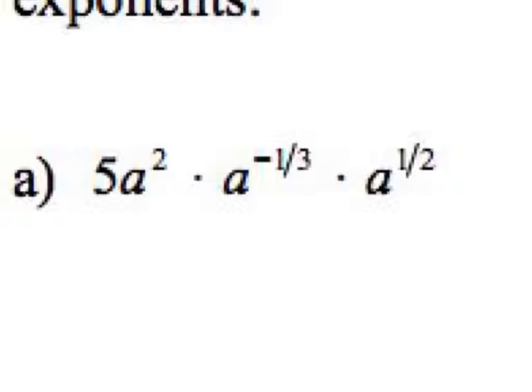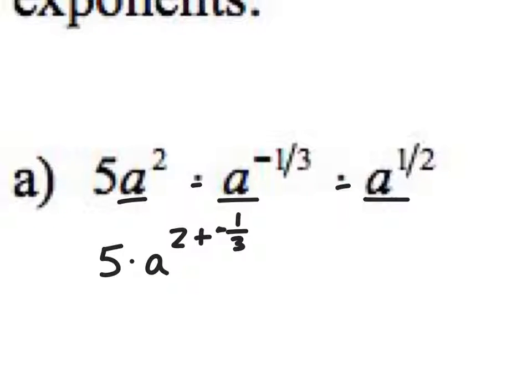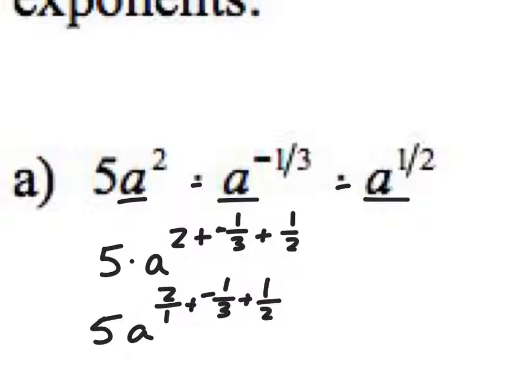So I'm going to rewrite this as 5 times a, and because I have the same base and I'm multiplying all of these, I'm going to add my exponents: 2 plus negative 1/3, and then plus 1/2. Let me get a common denominator. I'll do 2 over 1 plus negative 1 over 3, plus 1/2. My common denominator would be 6. So I'm going to multiply the first by 6 over 6, the second by 2 over 2, and this one by 3 over 3.